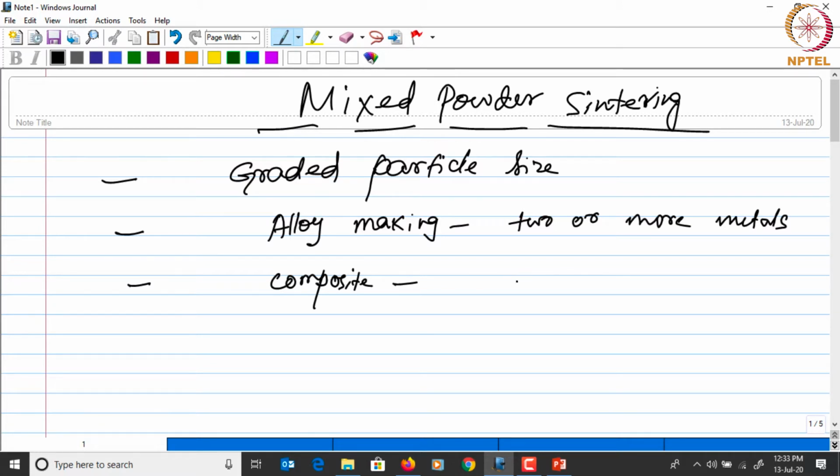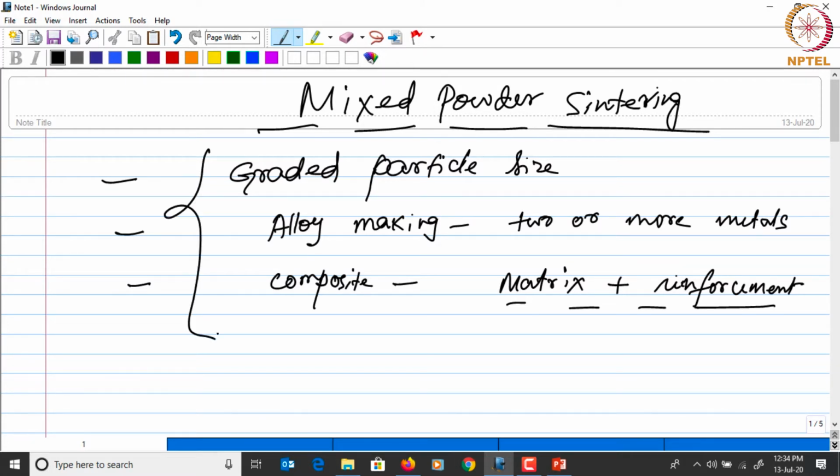One of them is the matrix or the parent phase, and the second one is the dispersed or the reinforcing phase. So here you will have the matrix powder plus the dispersion or the reinforcement powder, which is to be sintered into one single material. So all these mixtures will have their own characteristics and the sintering will differ depending on that.